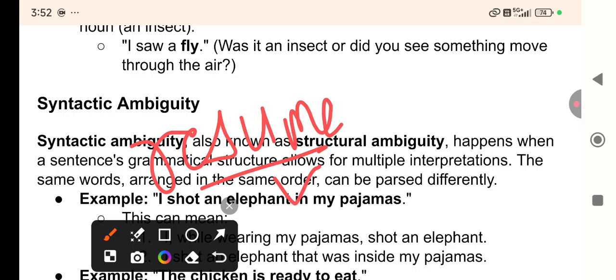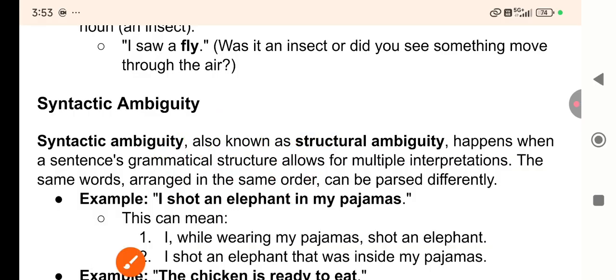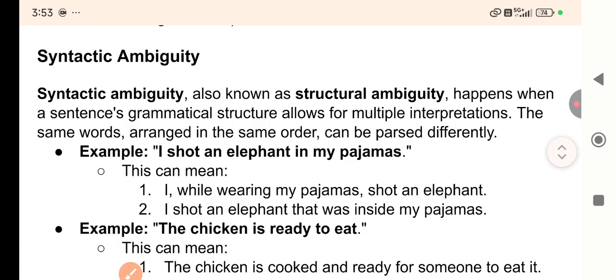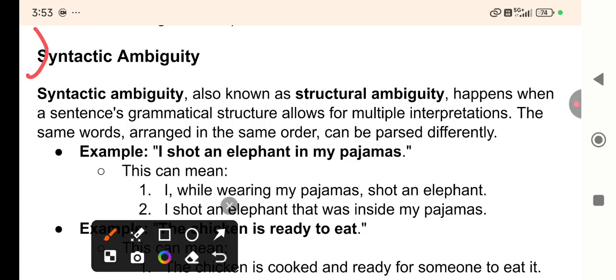It's called resume. Now, this is the confusion because of the word. We have seen two examples, bank and fly. Now moving to the next type of ambiguity, that is called syntactic ambiguity. Syntactic ambiguity is also called structural ambiguity. Why? Because of structure. When a sentence is not framed properly, then this ambiguity occurs, right?